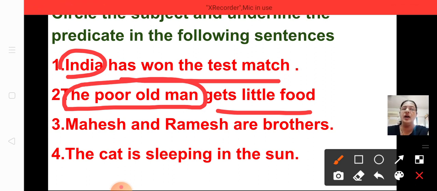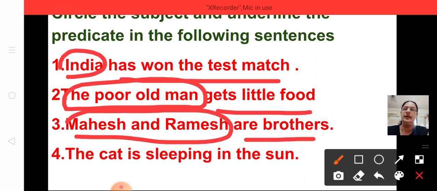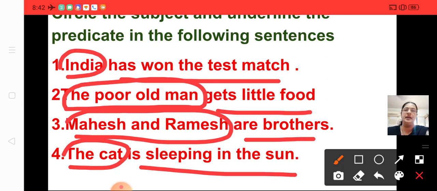"Mahesh and Ramesh are brothers." So whom are you talking about? Mahesh, don't circle only Mahesh. "Mahesh and Ramesh." So this is the subject. "Are brothers" is the predicate. Understood? "The cat is sleeping in the sun." Who's sleeping? The cat. So the cat is the subject. "Is sleeping in the sun" is the predicate.